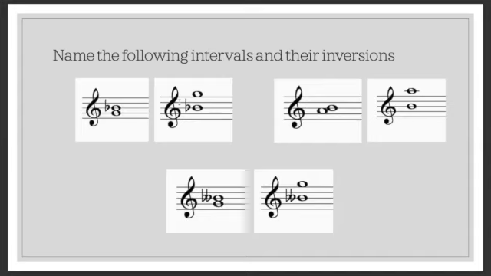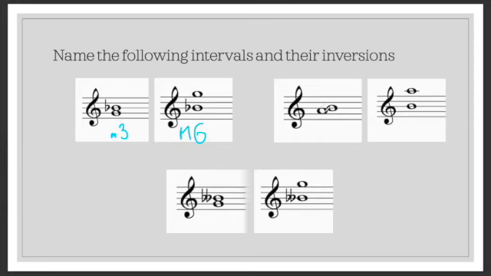Name the following intervals and their inversions. So I'm going to show you here. G to B flat. Well, G major has only 1 sharp in it. That's an F sharp. So the third note of G major, which would be a major third, is a B natural. This here is a B flat. So it's a major interval lowered by 1 semitone, which is a minor third. The opposite of minor is major, and 3 plus 6 equals 9. So without even studying anything else, I know that this is a major sixth.